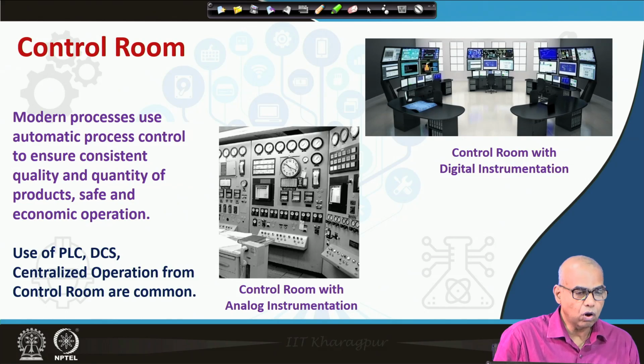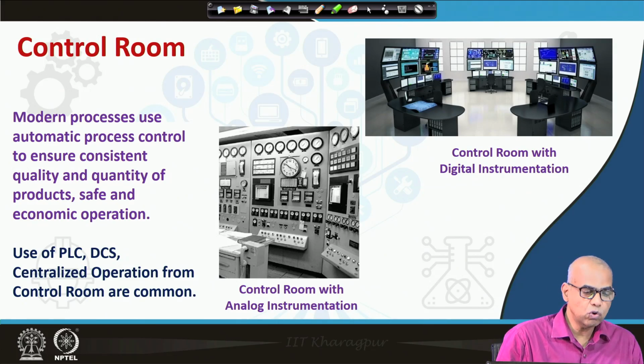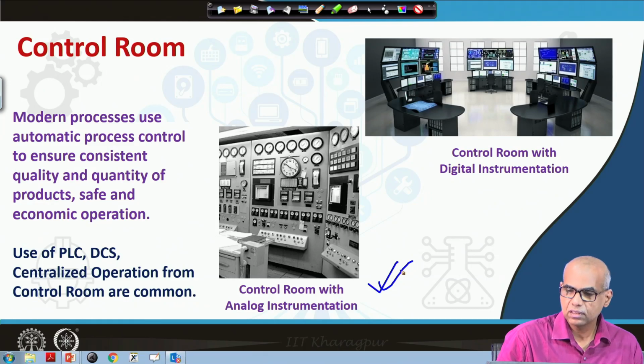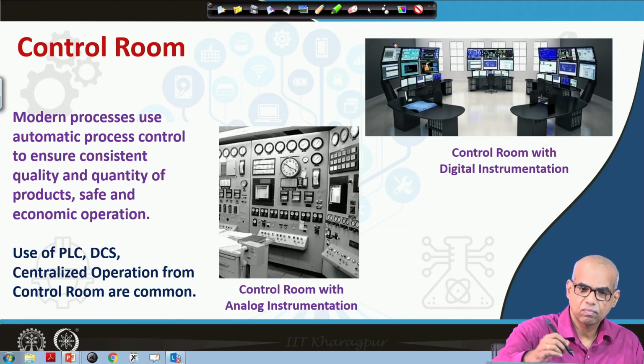Modern processes use automatic process control to ensure consistent quality and quantity of products, and it also ensures safe and economic operation. Use of programmable logic control, distributed control systems and centralized operation from a control room are common in today's chemical process industry. Two images are shown here. One shows a control room with analog instrumentation, and the other shows a control room with digital instrumentation, which is more modern these days.